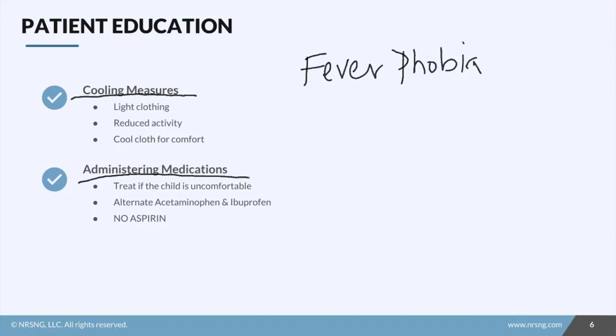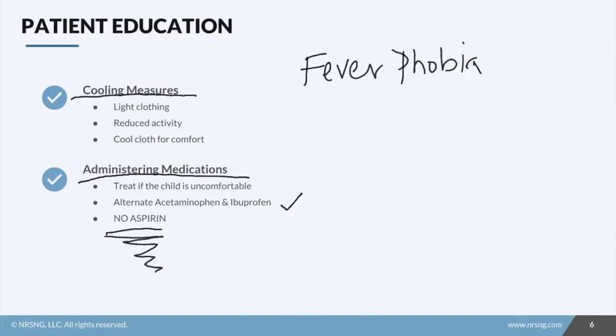Just a quick note about administering medications. There is some debate on when and if these fevers should actually be treated. But the general consensus is that if a child is uncomfortable, give them some medication to bring that temperature down. And we can teach parents that they can alternate between acetaminophen and ibuprofen to make sure they're really addressing that discomfort. And then also make sure they know that they should never, ever, ever give aspirin to a child.